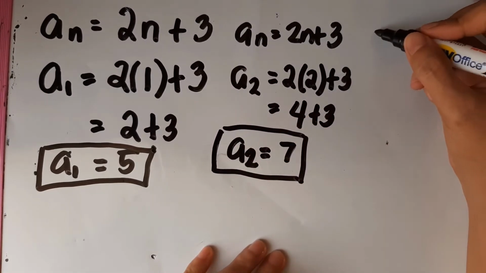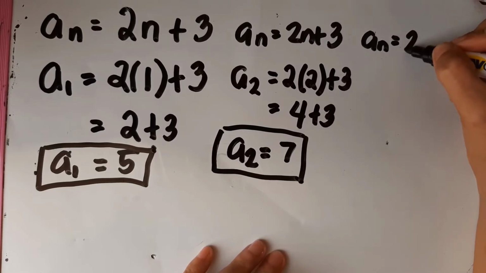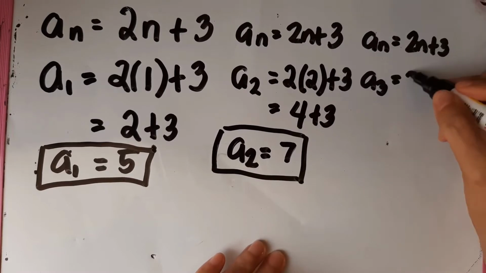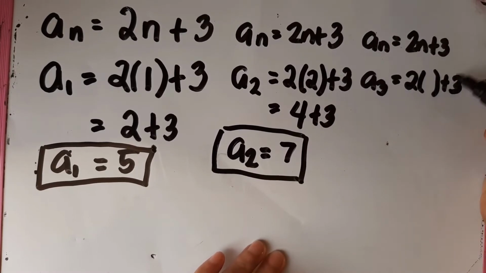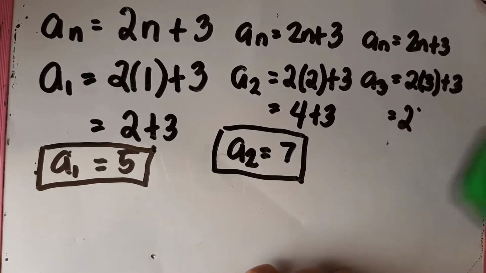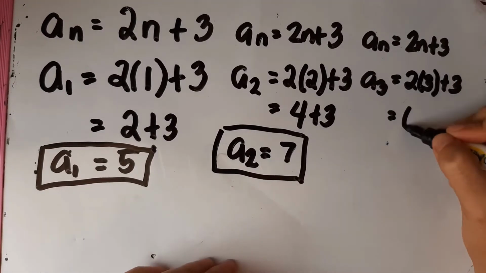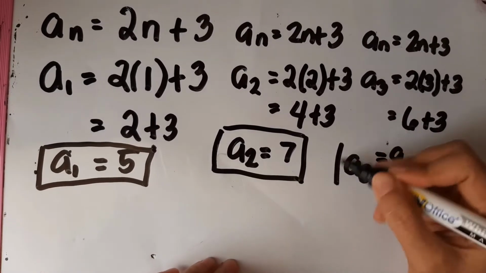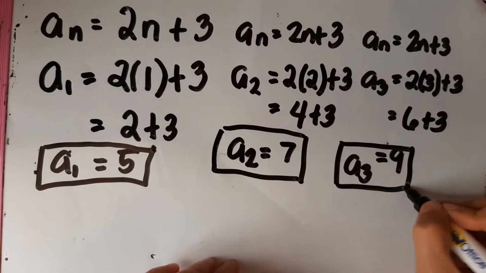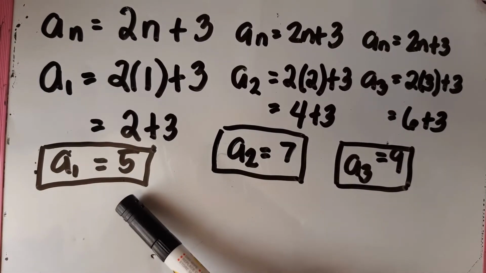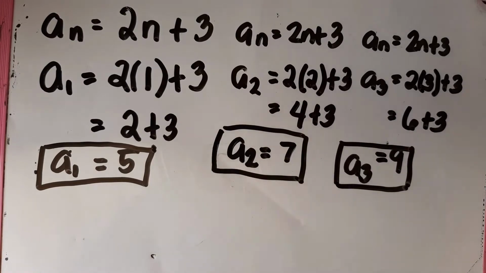Now, let's solve for the third term. Okay. So, a sub 3 is equal to 2 parenthesis plus 3. And that is 2. Substitute 3. 2 times 3 is equal to 6 plus 3. The third term is equal to 9. So, ang first term natin ay 5, second term is 7, and the third term is 9.